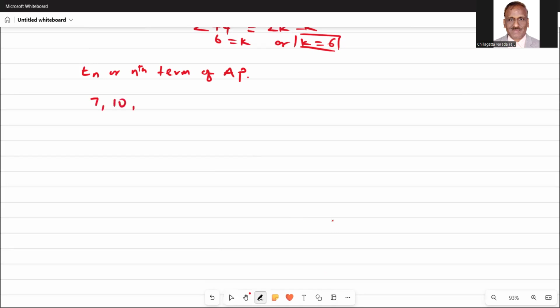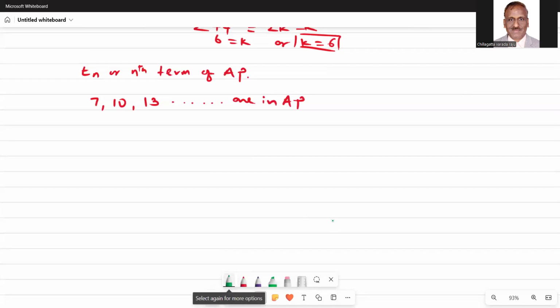7, 10, 13 are in AP. Here, what is A? A is equal to 7. And what is the common difference D? 10 minus 7, 3. 13 minus 10, 3. D is equal to 3. Now let me write this: 7 plus 3, 10. 10 plus 3, 13. 13 plus 3 gives you 16.